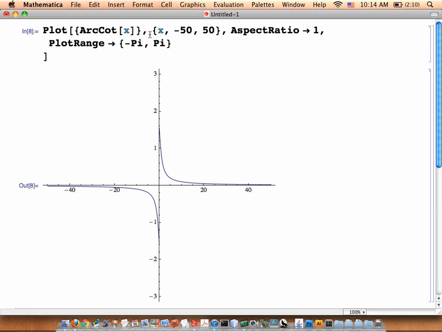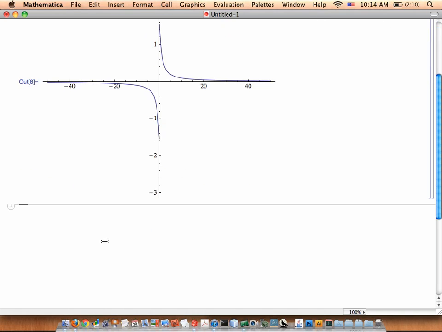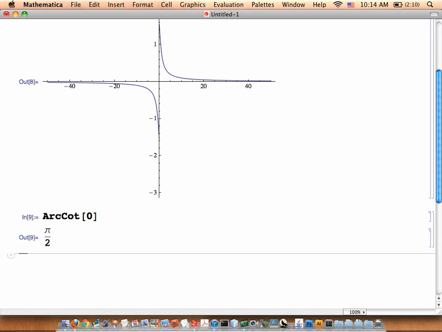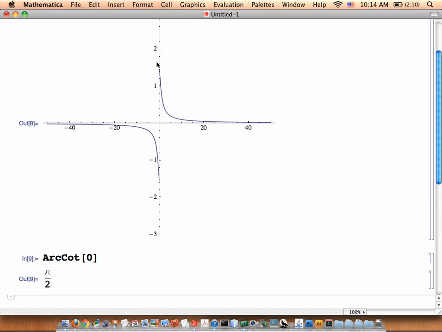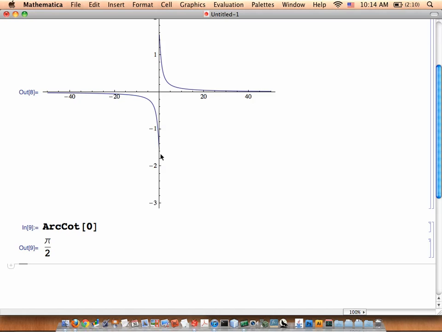So this is how we can do it, Yvonne. I'm just going to calculate it. I'm going to type in arc cotangent of 0. It calculates it for me. And technically, this isn't perfectly right, but this is pi over 2 here. It should also say negative pi over 2 down here.